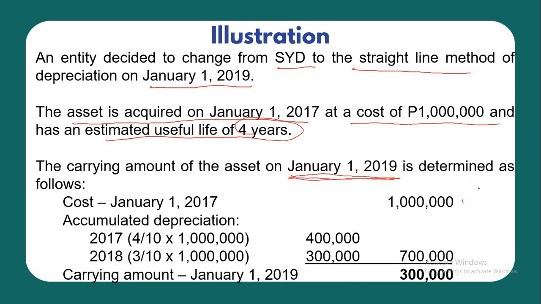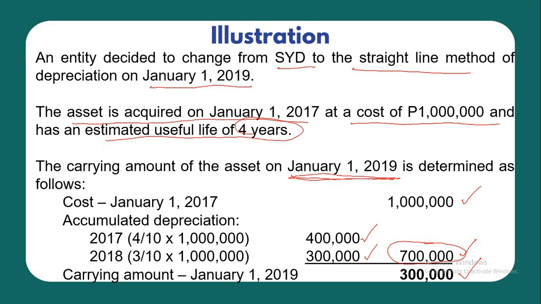Initial cost niya is 1 million, less accumulated depreciation for the last 2 years is 700,000 using SYD. Sa first year niya, 400,000. Sa second year is 300,000. So, for a total of 700,000. So meaning to say, the carrying amount on January 1, 2019, which is the date of the change in the method, is 300,000. So what will happen next?